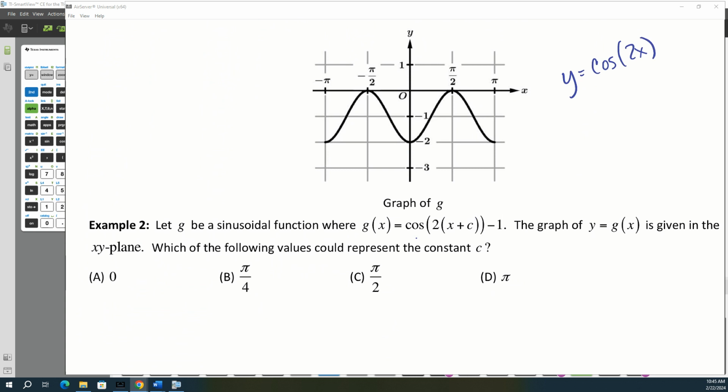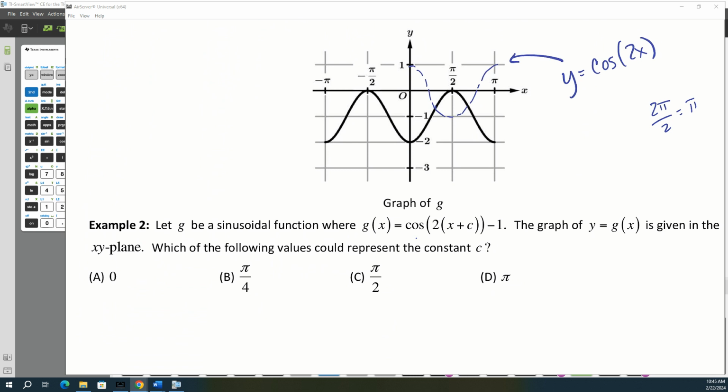What would the amplitude be? 1. So the amplitude comes from what's in front of the cosine. And then what would the period be? The period is going to be 2 pi divided by 2, or just pi. So we're going to draw a cosine graph that has an amplitude of 1 and a period of pi. Then we're going to shift it so it matches this graph.